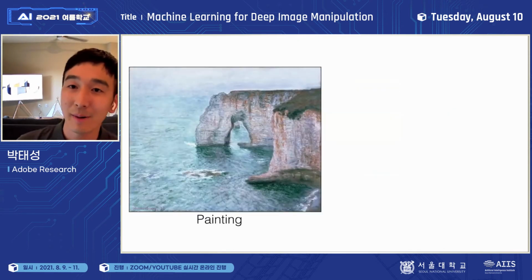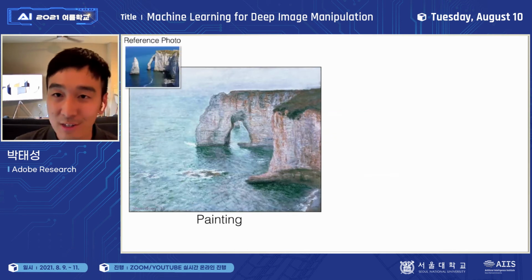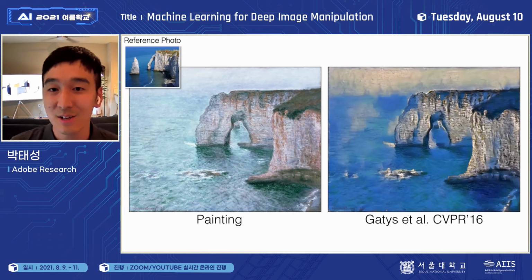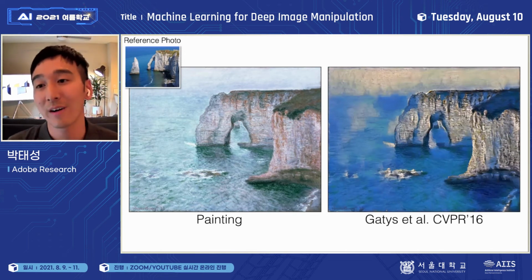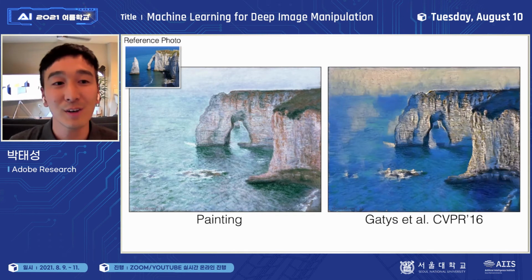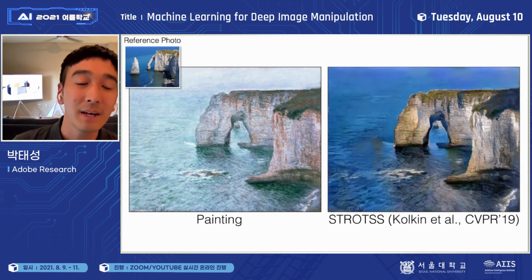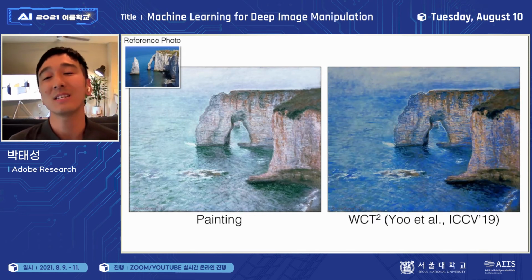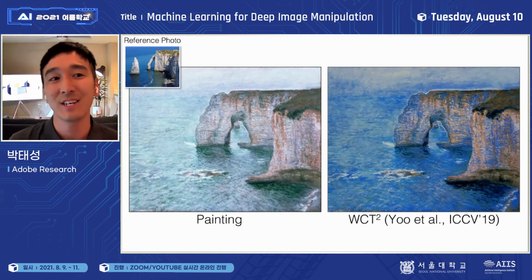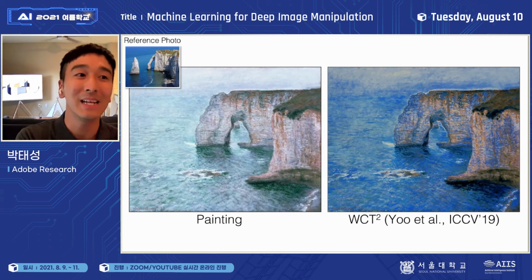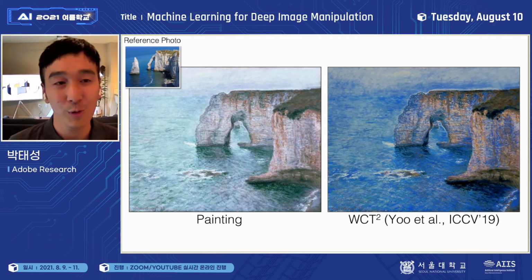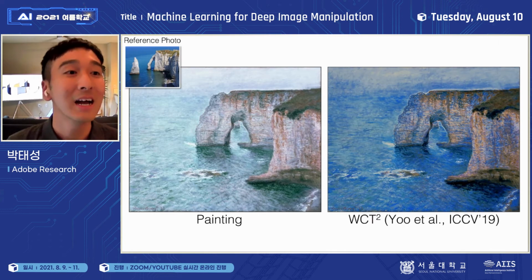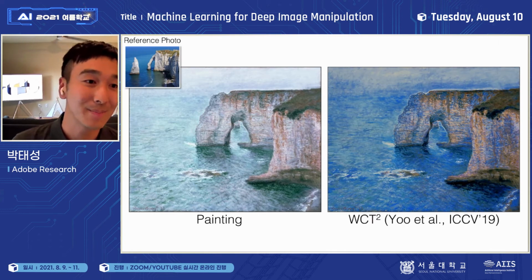So here's a famous painting by Monet. Using a reference photo, we apply stylization methods first to turn the painting into a photograph. But you can see that it's actually quite difficult. Here's a stylization method by Gatys. Here's another method called STROTSS. And this is WCT squared from Nvidia. And you can see that all these methods are not really designed to do drastic changes that turn paintings into photographs. So the output photograph, or supposed to be photograph, are not very realistic looking.